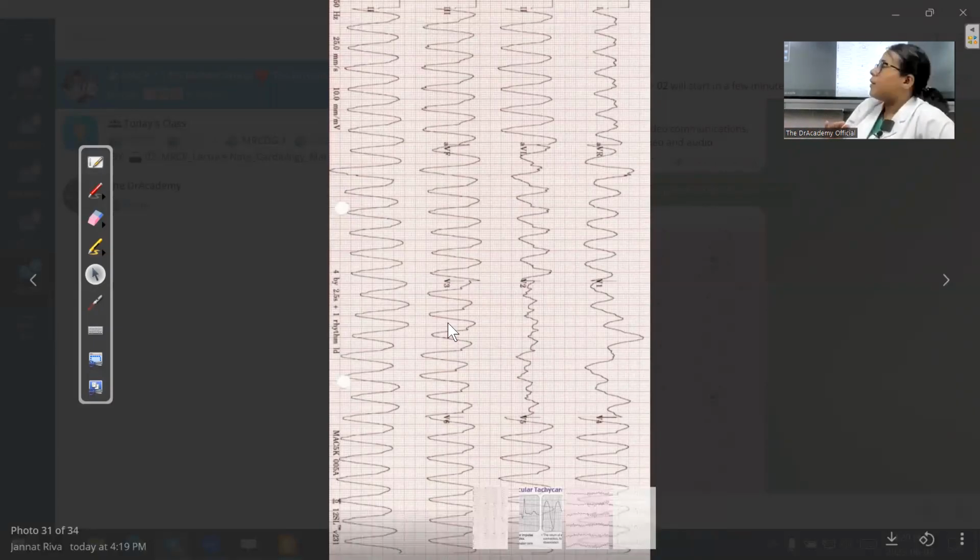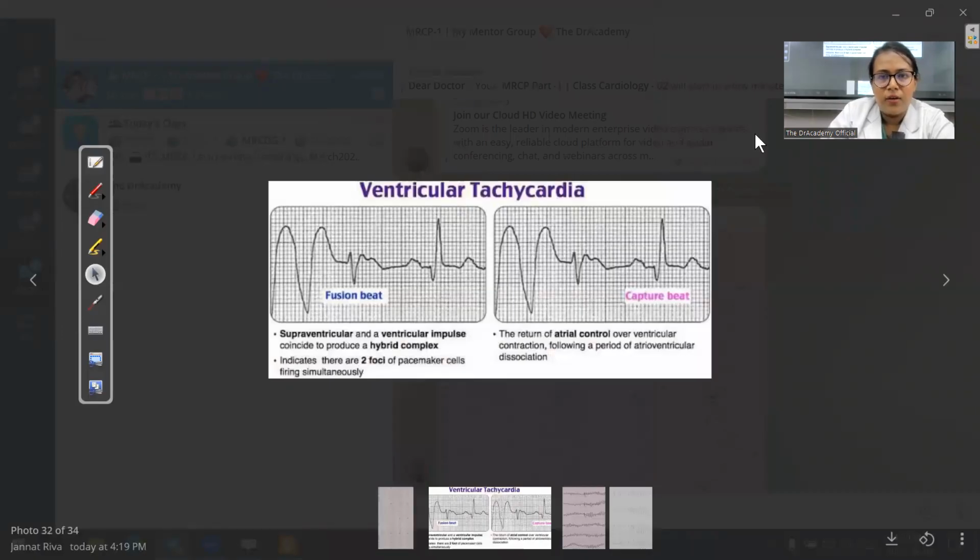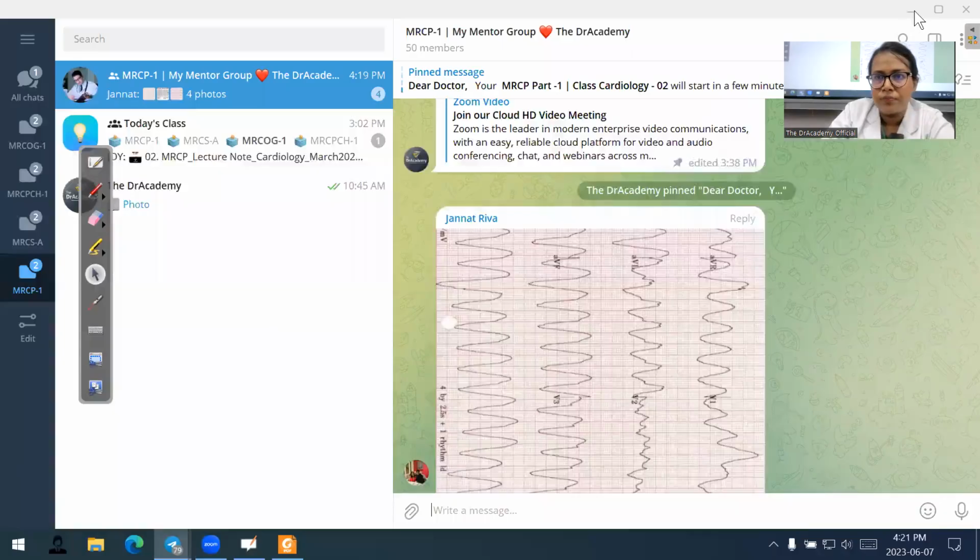Yes, ma'am. Okay, this is the ECG for the ventricular tachycardia, okay? So as you can see, the rate is regular, okay? And then these are the very broad QRS complex. So treat it as a case of ventricular tachycardia. All right, the second picture is of the ventricular tachycardia, okay, I'll discuss about this a bit later on.